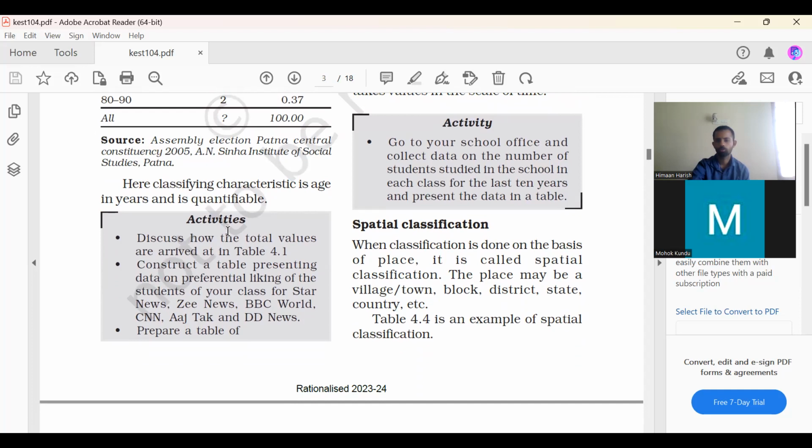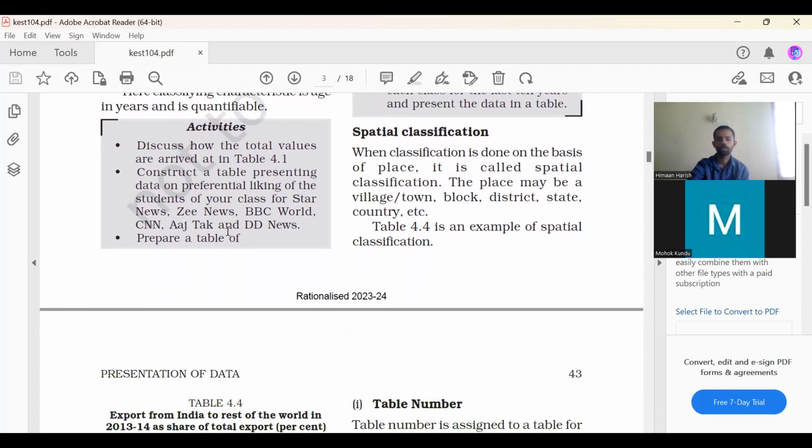This is the fourth form of classification of data, which is known as spatial classification. When classification is done on the basis of place, it is called spatial classification. The place may be a village, town, block, district, state, country, etc. So most of the data in census is collected according to the city or the village or the district. So it is classified based on a place.